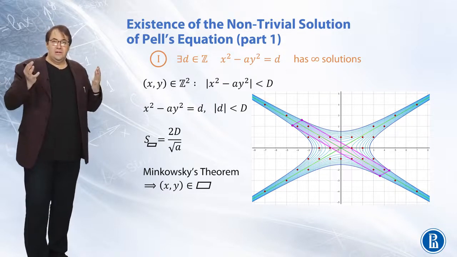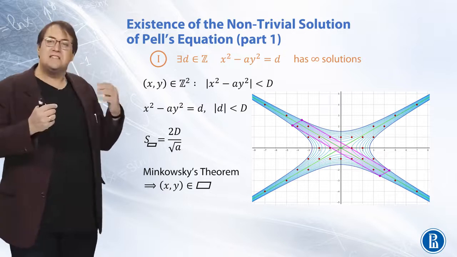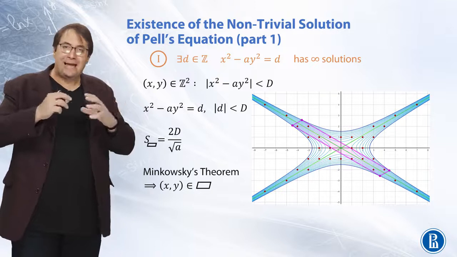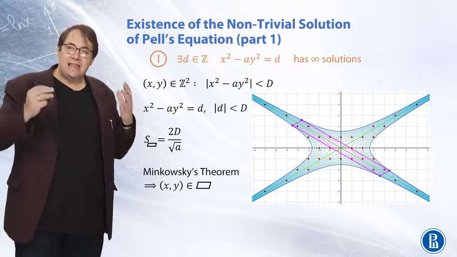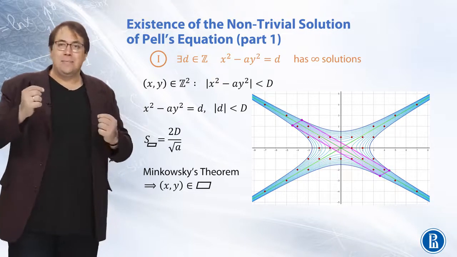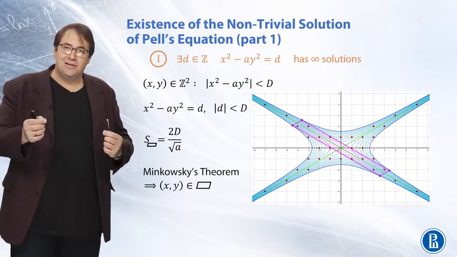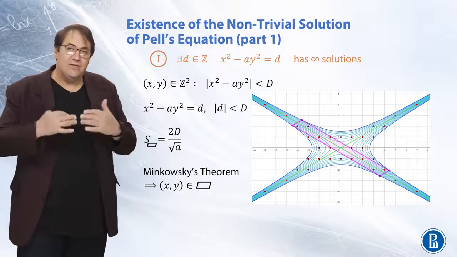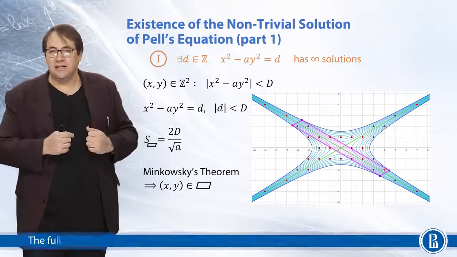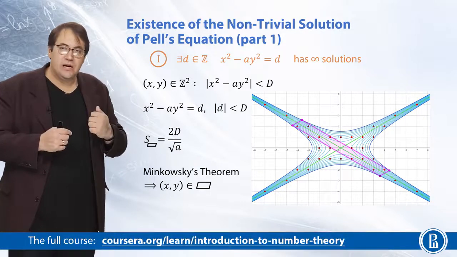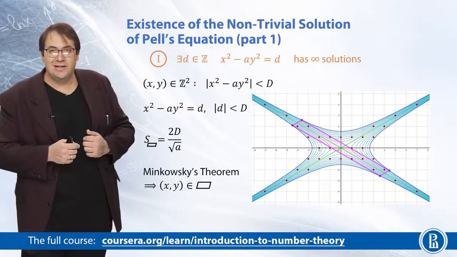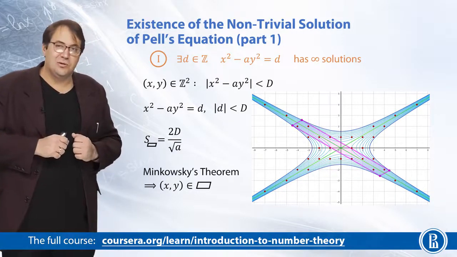So, now we have a proof that for sufficiently large capital D, there are infinitely many integer points in the region, and these infinitely many points lie on finitely many hyperbolas. Therefore, there exists one of the hyperbolas, there exists an integer d such that the equation x squared minus a y squared equal to d has infinitely many solutions. Now let's proceed to the second part of the proof.